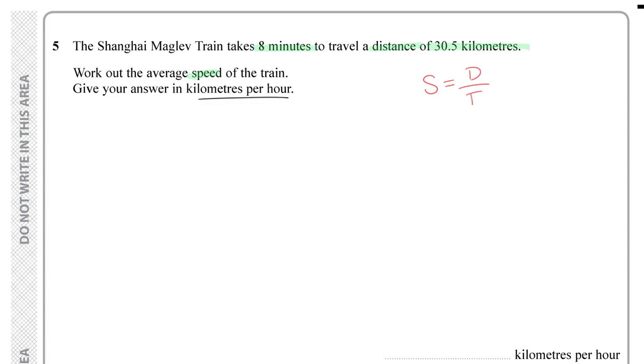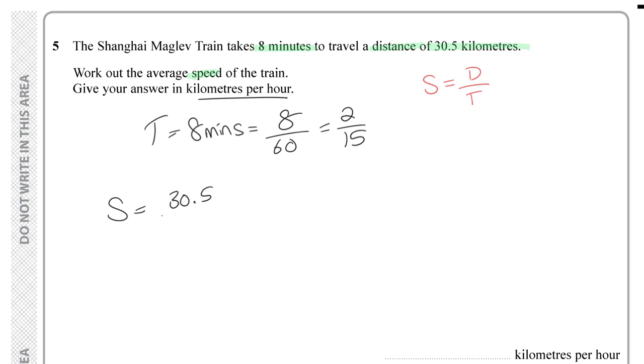Now, this is saying kilometers per hour, which tells me that my time of 8 minutes must be converted into hours. And to do that, we divide it by 60. Okay, so that's the first thing you want to do. Now, I'm going to leave it as 8 over 60, or you can simplify it down to 2 over 15 because it is a recurring decimal. So we'll leave it like that, and then we substitute in what we know.